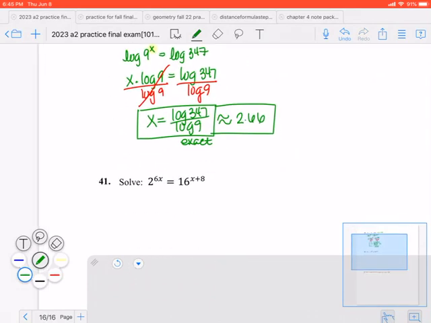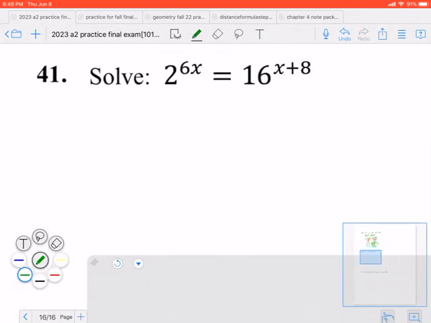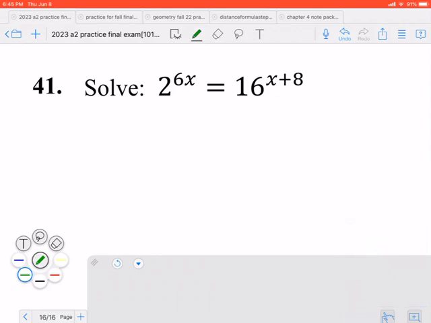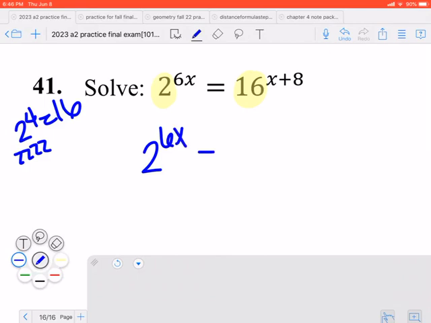And number 41. Solving again, the variable is in the exponent, and I'm looking at the bases, and I'm noticing I can write 16 with a base of 2, because 2 to the 4th is 16. 2 times 2 times 2 times 2. So I'm going to rewrite that. 2 to the 6x is equal to 2 to the 4th to the x plus 8.